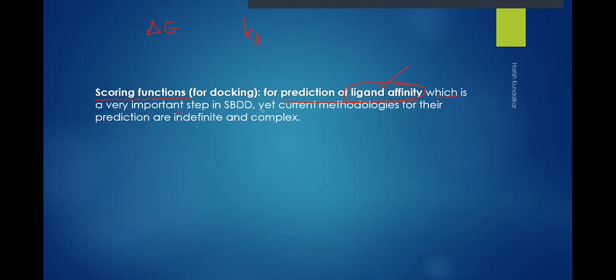Now, this is a very important step in SBDD. Yet the current methodologies that are used for prediction of ligand binding are indefinite and complex, which means they are error prone. So although we may have a very good docking between the receptor and its ligand, errors in the binding affinity determination can lead to error in the scoring function, and we may miss out on some of the most potent molecules. That is a drawback with docking.